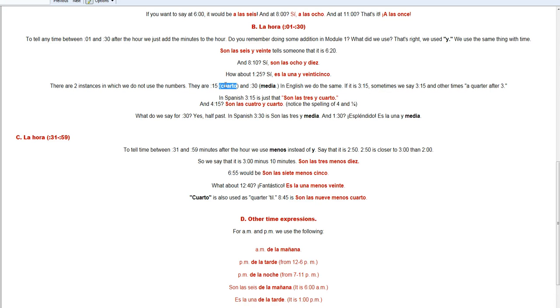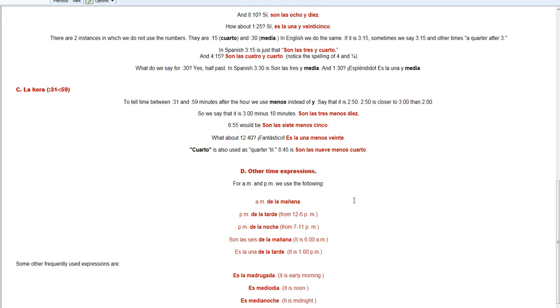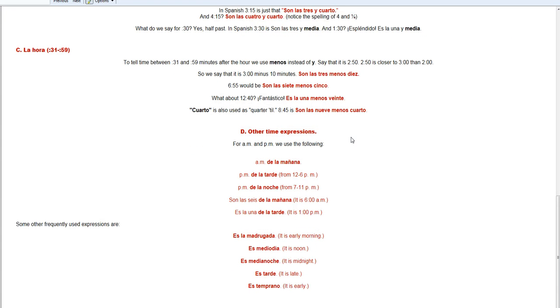Again, you can use cuarto for quarter, and media for half. Don't get cuarto and cuatro mixed up. It's just the difference between RT and TR, so be careful. And now we're going to talk about some other time expressions, and then we're going to look at the assignment.